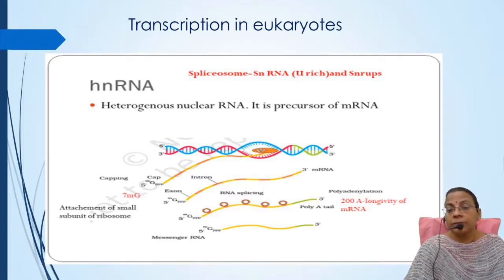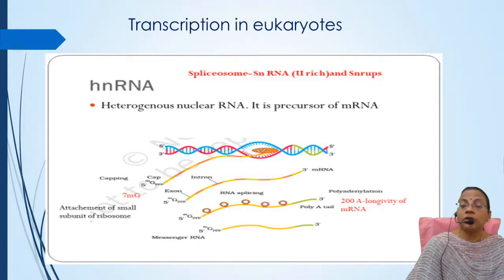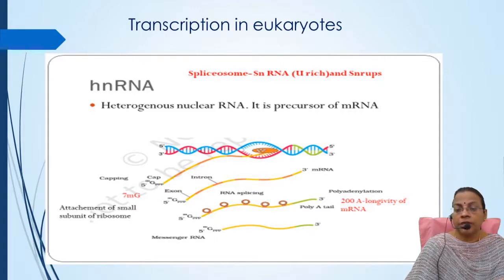So the first step we'll call capping. That is, the newly synthesized hnRNA at the 5' end, at the 5' end, the attachment of 7-methyl guanosine triphosphate. 7-methyl guanosine triphosphate will be attached at the 5' end of the hnRNA, and that forms the cap. So that process is called capping.